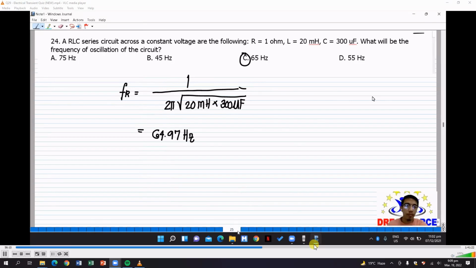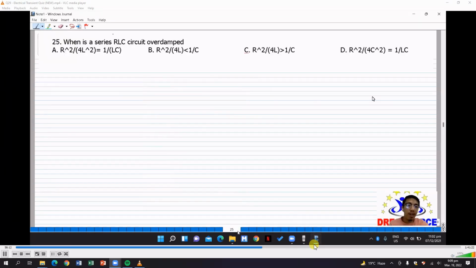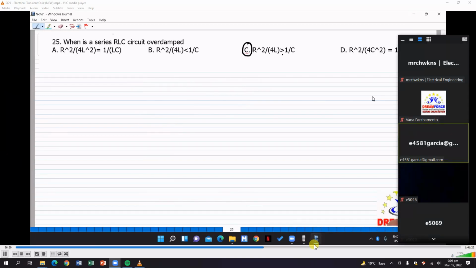Next, number 25. When is a series RLC circuit overdamped? Again, pagka overdamped, dapat yung discriminant is greater than 0. So this is the relation kung saan mag-greater than 0 yung ating circuit. Kasi nilipat lang naman yung C, ba? Pwede mong palabasin yan, pwede mong i-produce na tama si letter C. Discriminant must be equal to 0 or greater than 0.